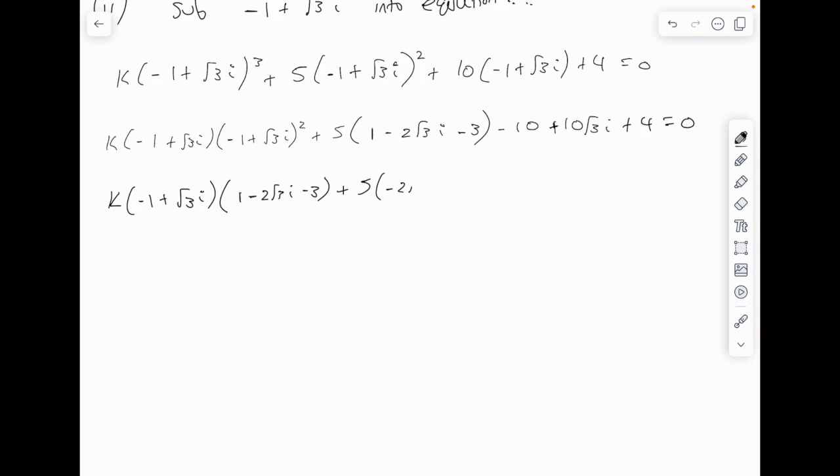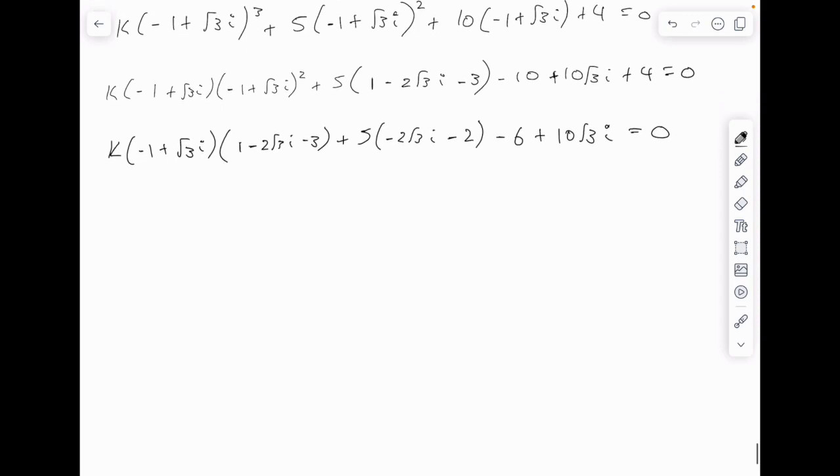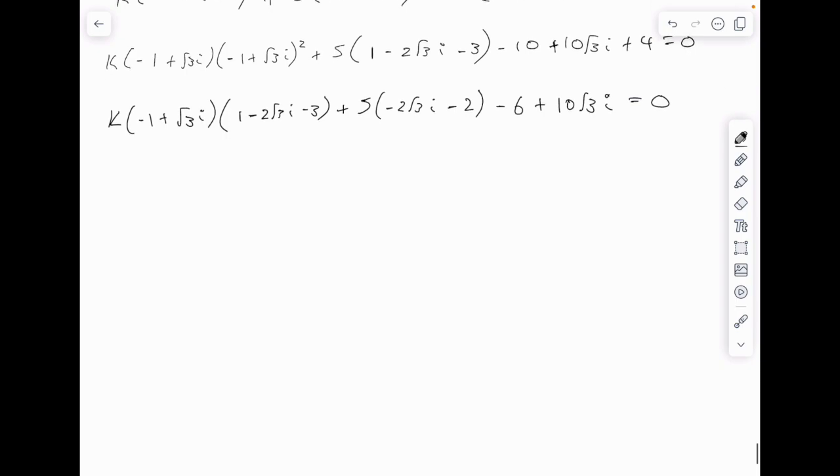Yeah, minus 2 root 3i. Okay, minus 2. See, minus 6, plus 10 root 3i. Okay, because all I've done is simplify it a little bit. Equals 0. Right. So from here we say, okay, cool, we just keep simplifying it down.